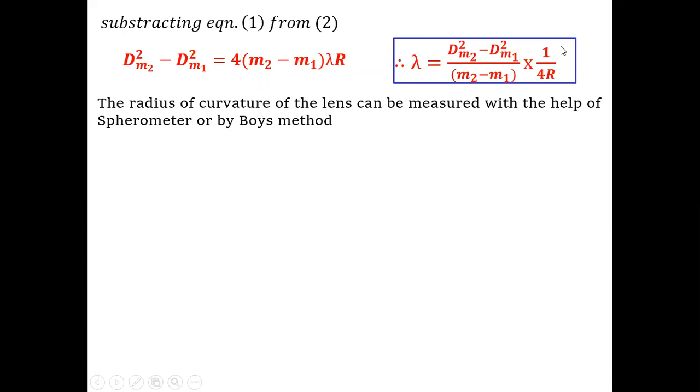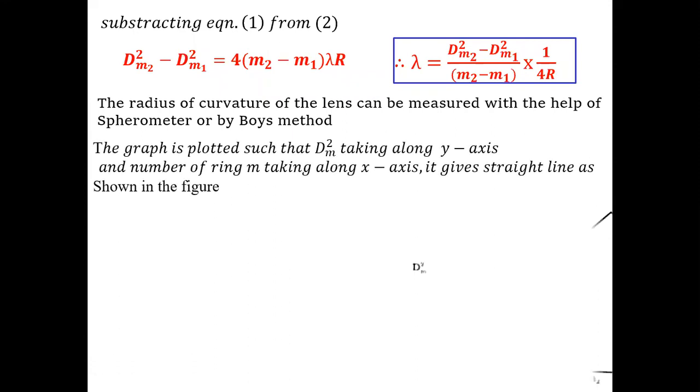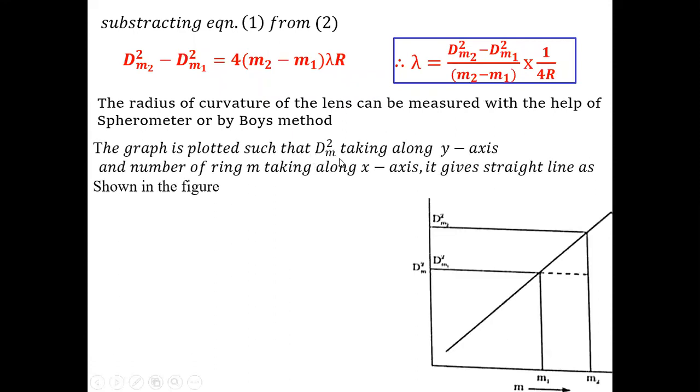The only thing you have to find out is Dm2 squared minus Dm1 squared divided by m2 minus m1. For that, you have to plot a graph of the diameter of the rings, whether the diameter of the dark ring or the light ring. Each ring diameter we go on measuring.